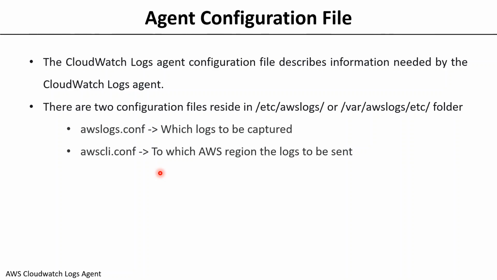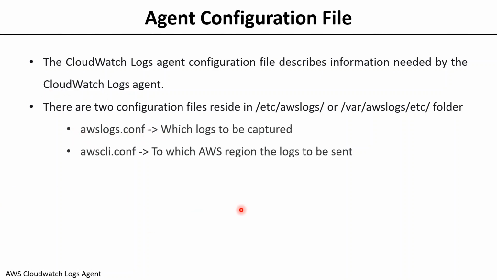As we said, you probably want to capture only the system logs from one of the EC2s. You want to capture the Apache logs from another EC2. You want to capture maybe database related logs from another EC2. So you have to define what logs are to be captured from each of these EC2s. That's what you do with the configuration of awslogs.conf.